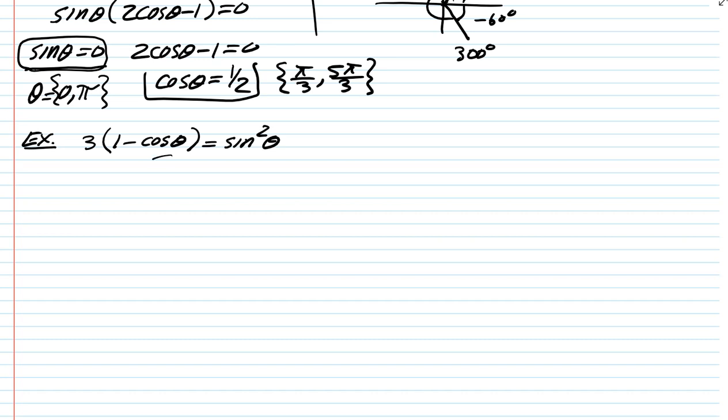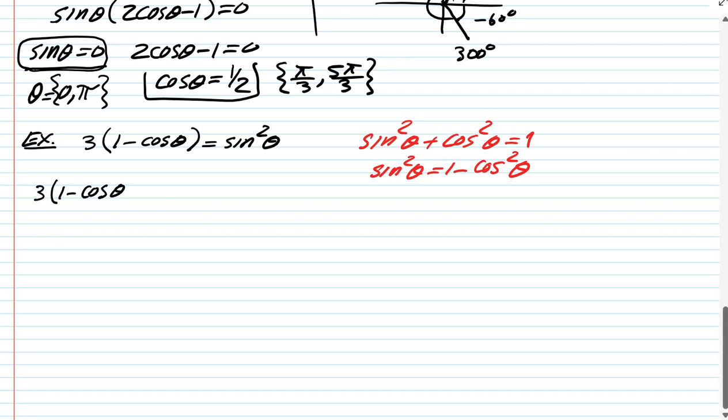Now, it's a lot easier to go from sine squared to cosine squared than it is to go from cosine to sine. How do I change from cosine to sine? The squared form is easy because remember our Pythagorean identity? We said sine squared plus cosine squared is 1. Therefore, we can replace sine squared by 1 minus cosine squared. True? And that's indeed what I'm going to do. I'm just going to write this as 3 times 1 minus cosine theta, and I'm going to change my sine squared to 1 minus cosine squared theta.